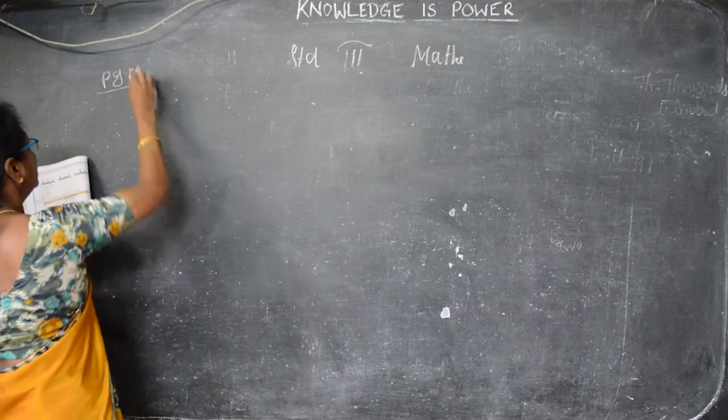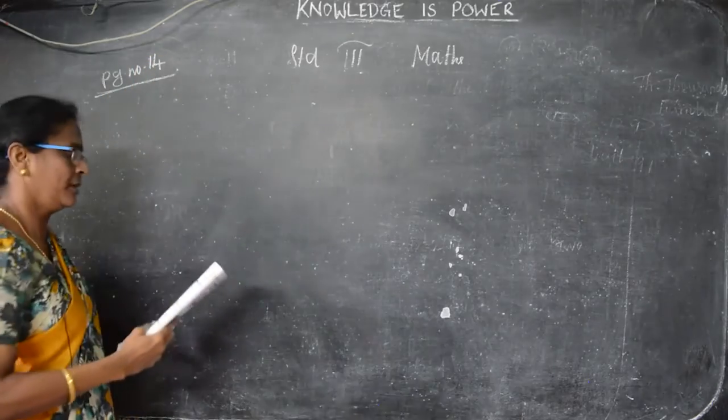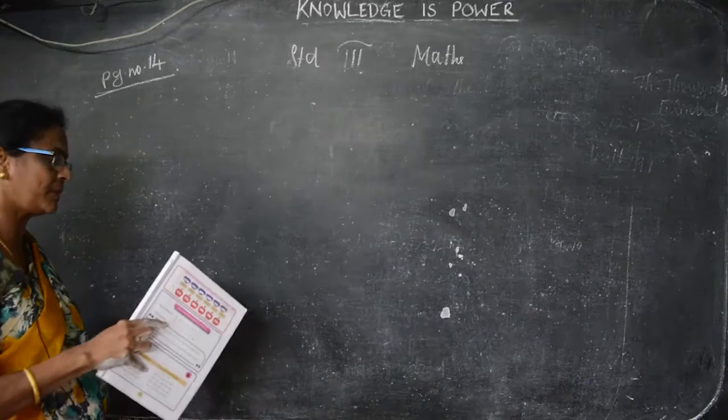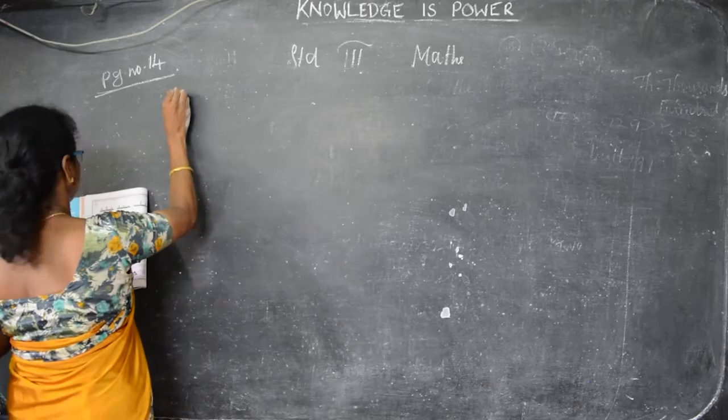Next, page number 14. Page number 14. Find the numbers represented in the abacus by writing the place value. So this is different. Here they are given the abacus.